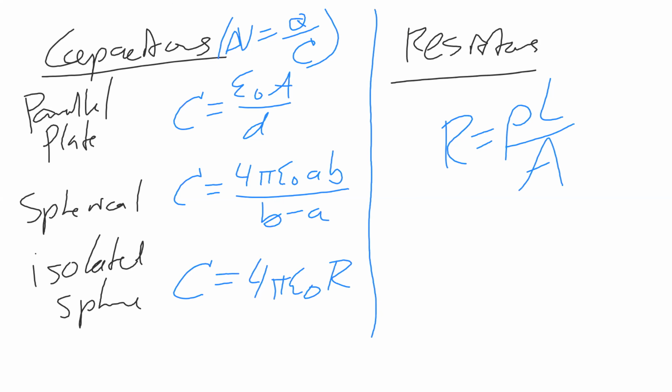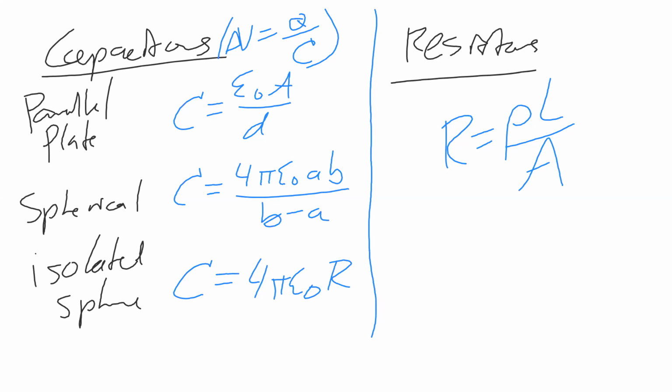L is the length. As your resistor gets longer, think of it as a longer hallway that you have to pass through. If you have to pass through a longer hallway, you're going to face more resistance from people walking the other way. And then area is the cross-sectional area of the resistor. So if the hallway is wider, then you're less likely to bump into people as you're passing down the hallway. Okay. So let's go ahead and take a look at some problems.